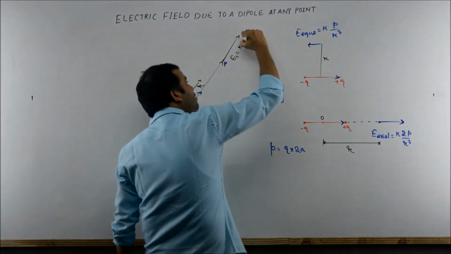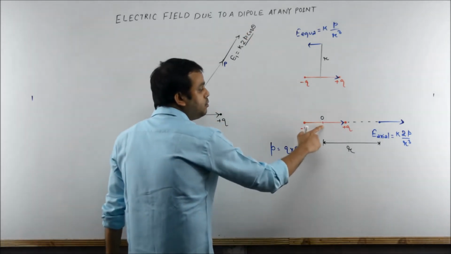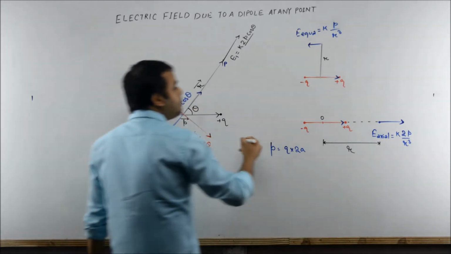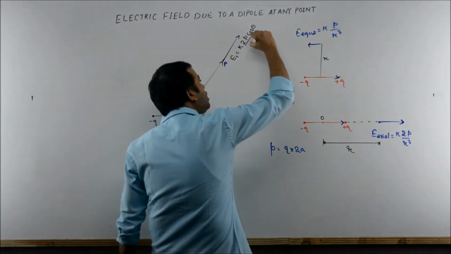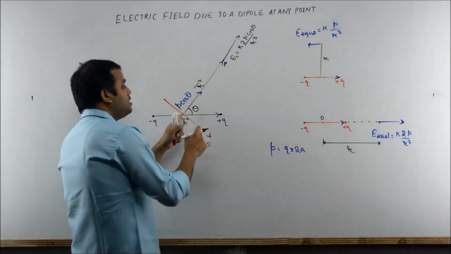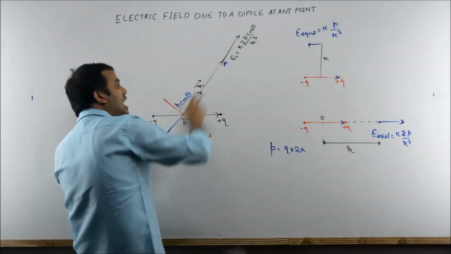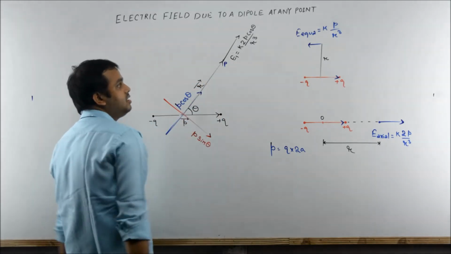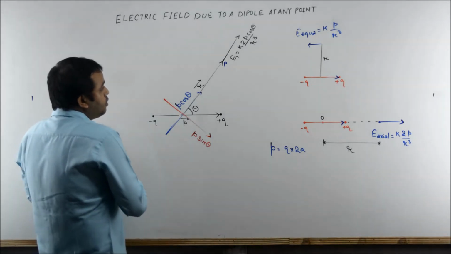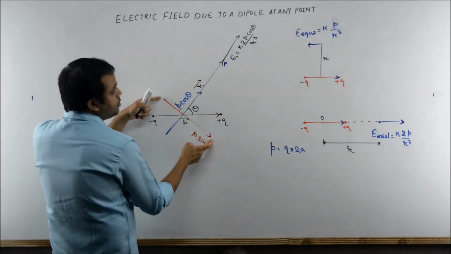So instead of P, we will write P cos theta. Its dipole moment is not P, it's P cos theta, so the field is K P cos theta by R cube. From the midpoint of this blue dipole to this point, the separation is R only. If this is the R vector, then this length is R. Clear, students?